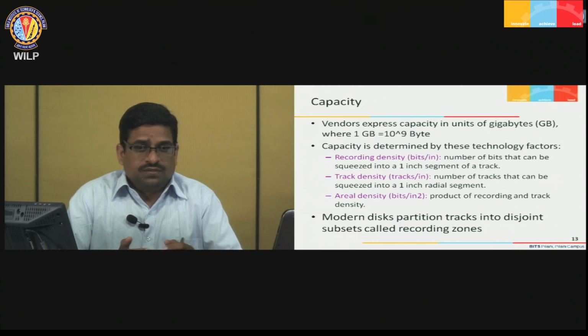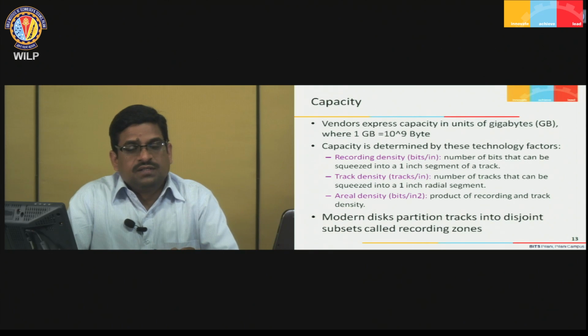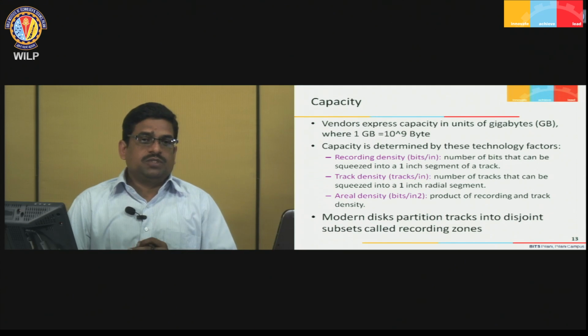Modern disks, or today's disks, partition tracks into disjoint subsets, which are called recording zones, as we have seen in a previous slide some time back. I showed the multiple zone disk and the single zone disk. So, this is the multiple zone disk. Further, the recording density can be improved by using the multiple zone disk.